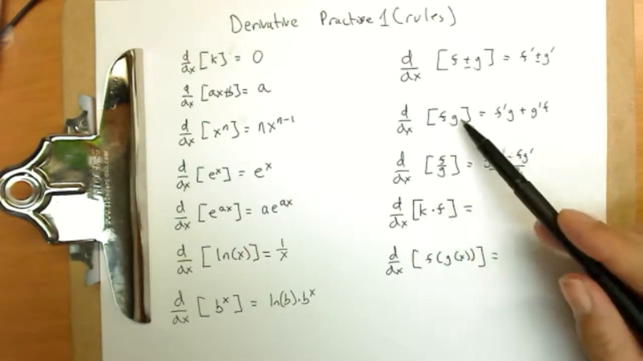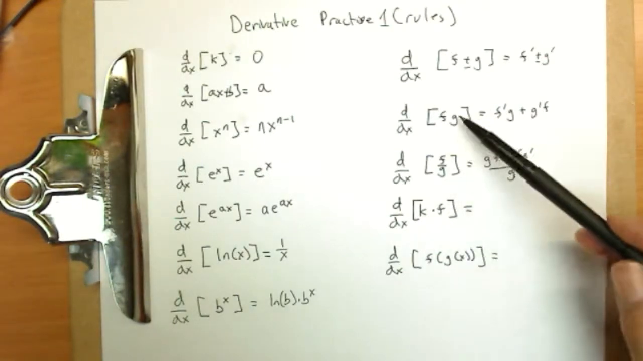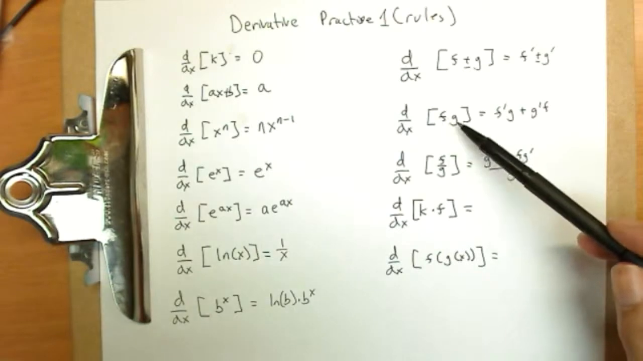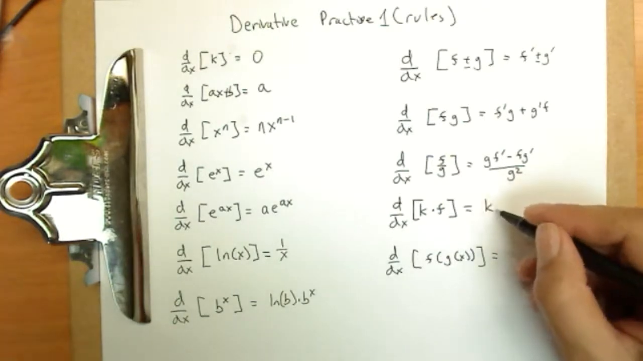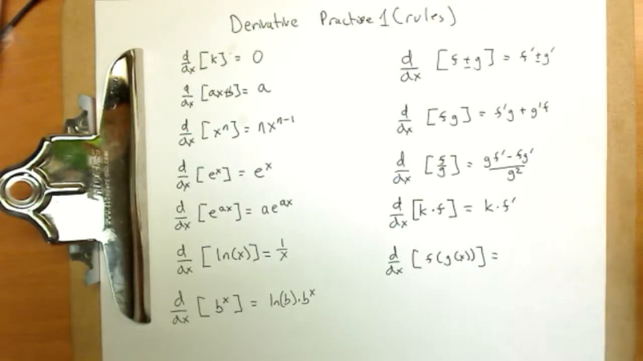Constant times a function. This is different from this because we're just assuming that f and g are always functions of x. They're things that change with x. And k, when we've used it, means a constant. Because constant doesn't start with k, but it sounds like it could, I guess. So it works for me. Constant times f prime, the derivative of f.